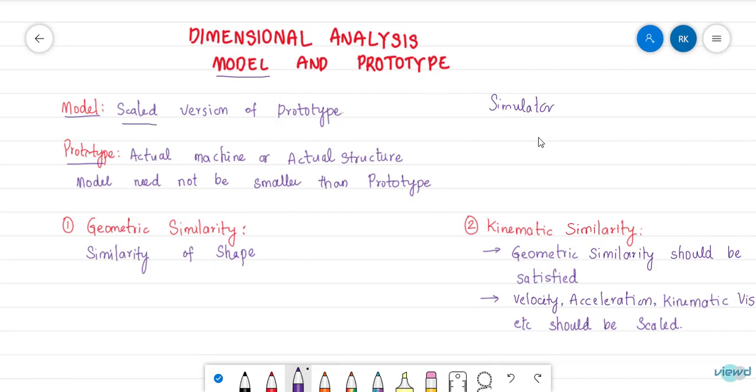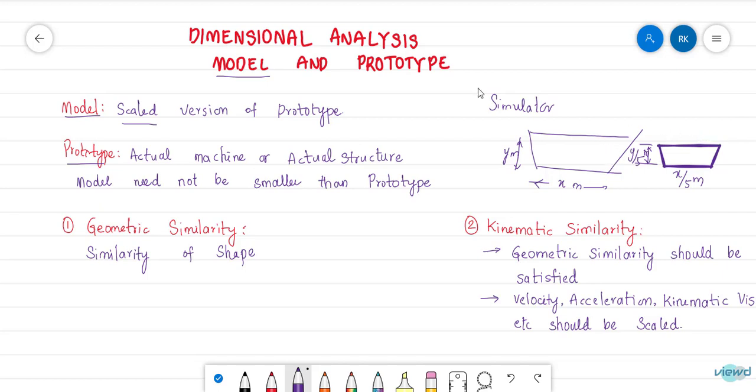So what is a model? Scaled version of prototype. That means if a prototype, let us say that is a ship, has some x meter length, y meter height, and the model is a scaled version, so that will be having x by 5 meter, for example. This will also be y by 5 meter.